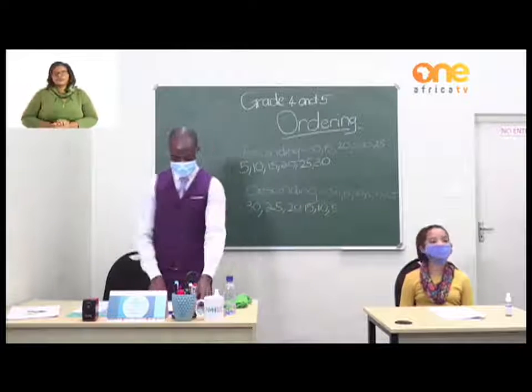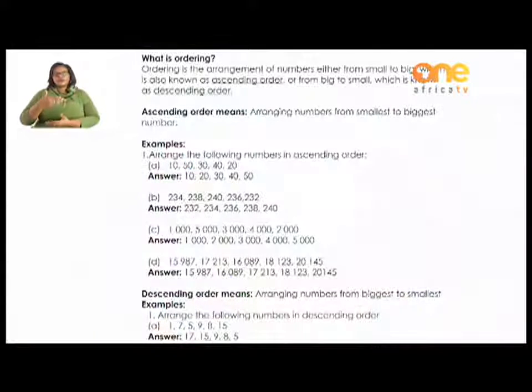Let us go to page 13. On page 13, we are supposed to arrange numbers in ascending order. The first example is having 10, 50, 30, 40, and 20. If you look at that example, you will be able to see that the smallest number there is 10. Then from 10, we go to 20. From 20, 30. The following, 40. Then finally, we go to 50.